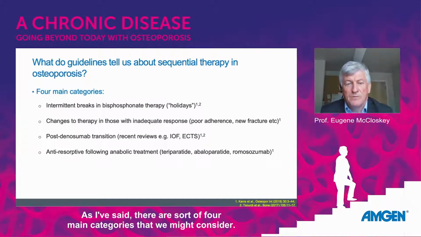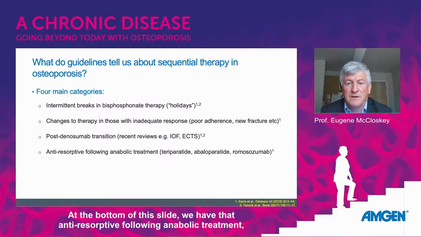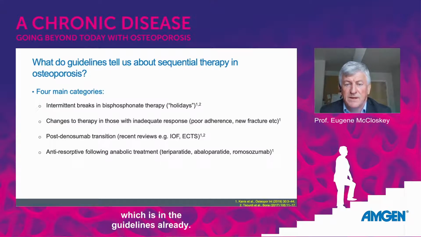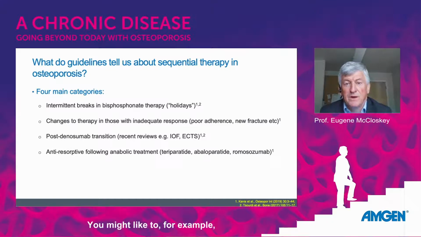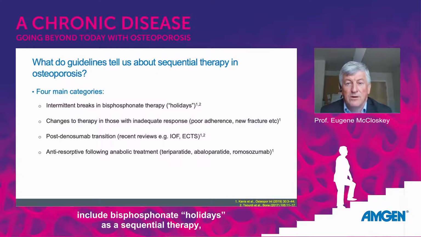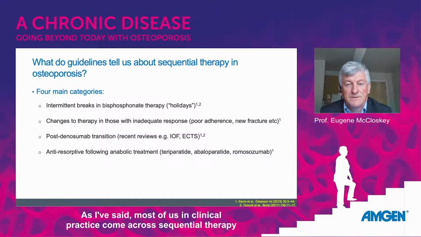As I've said, there are four main categories that we might consider. At the bottom of this slide, we have that anti-resorptive following anabolic treatment, which is in the guidelines already. But there are other areas where sequential therapy can be considered. You might like to, for example, include bisphosphonate holidays as a sequential therapy, where we have treatment periods followed by periods off treatment. As I've said, most of us in clinical practice come across sequential therapy when we need to actually change treatment in those with an inadequate response.